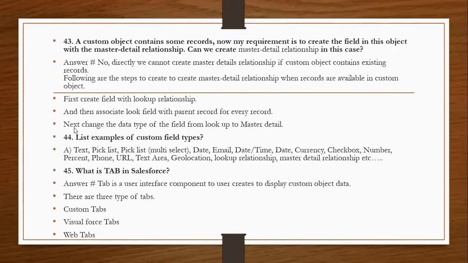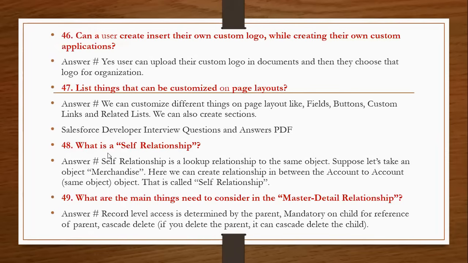And what is the next question? What is the self relationship? Self relationship is a lookup relationship to the same object. Here we can create the relationship between the account and the account object. That is called a self relationship.